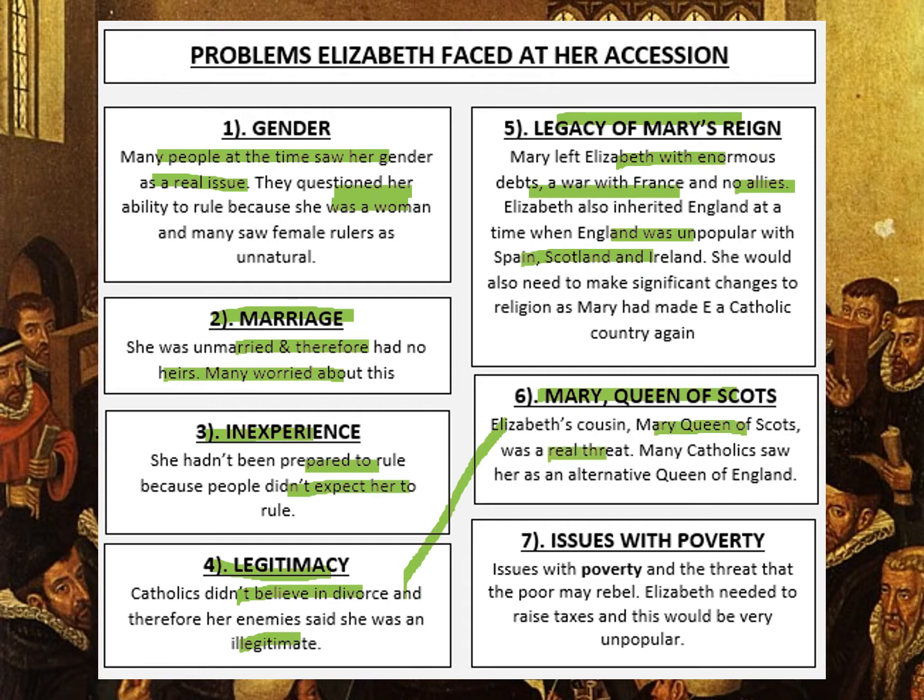We think about all of the Catholic plots that happened in the 1570s and 1580s. For instance, things like the Northern Rebellion, and things like the Ridolfi plot, Throckmorton, Babington, all of them were about putting Mary on the throne. There were also issues with poverty, which came up again, particularly from the 1590s, and the threat that the poor might rebel against Elizabeth. Elizabeth knew that she was going to have to raise taxes, and that was going to prove unpopular. So when she becomes queen, she is dealing with all of these different issues and has to solve them as quickly as possible.